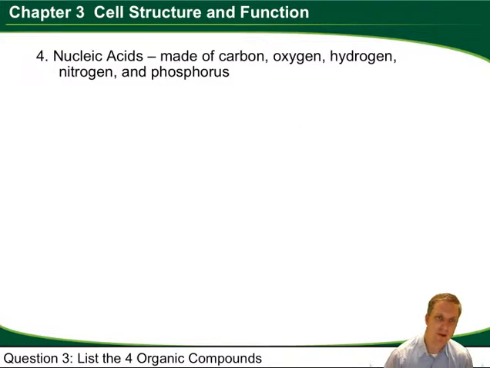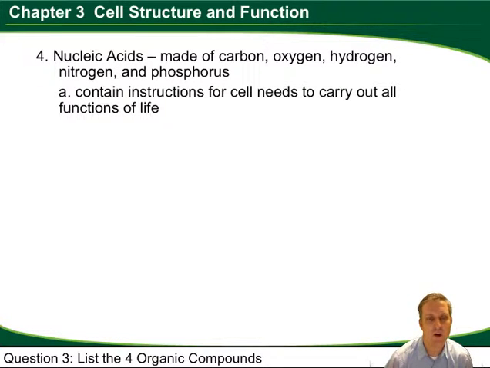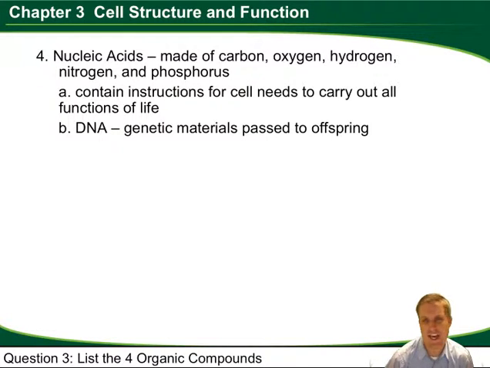The fourth type of organic compound is nucleic acids, and these are a little bit unique. These are made of carbon, oxygen, hydrogen, nitrogen, and phosphorus. These are not energy rich. They don't have calories. But nucleic acids contain the instructions that cells need to carry out all the life functions. This would be our DNA. It's the genetic material that passes to offspring.